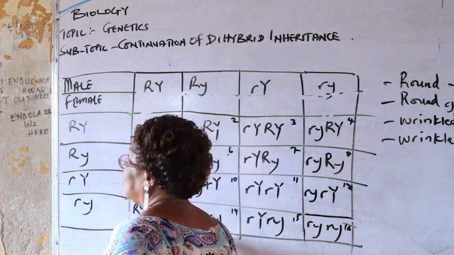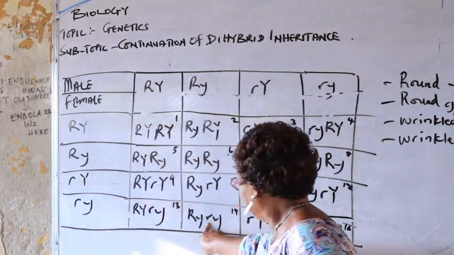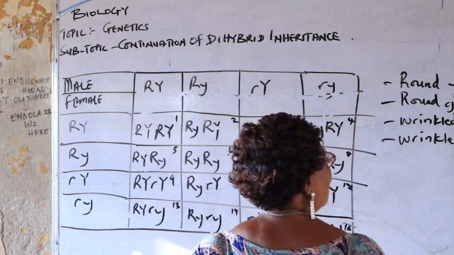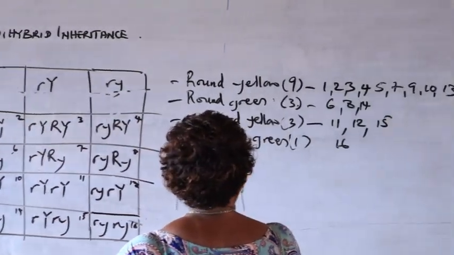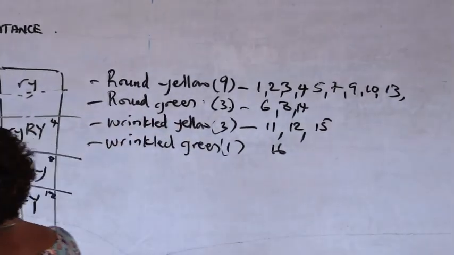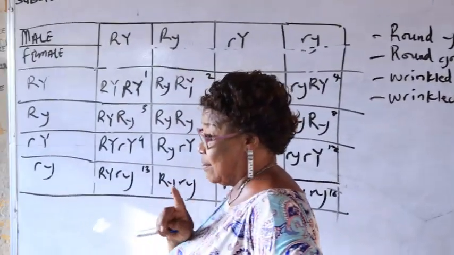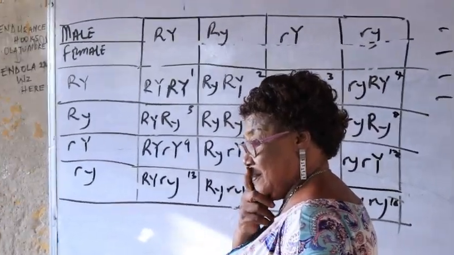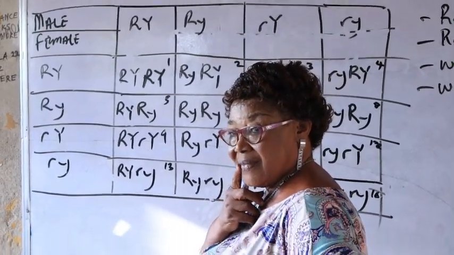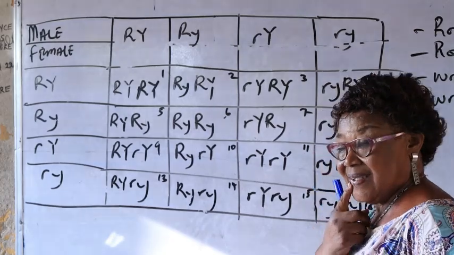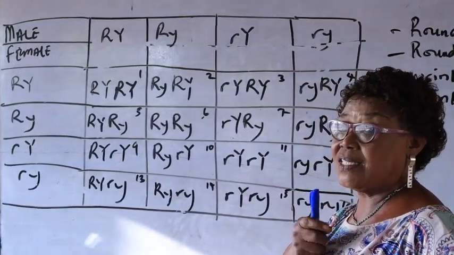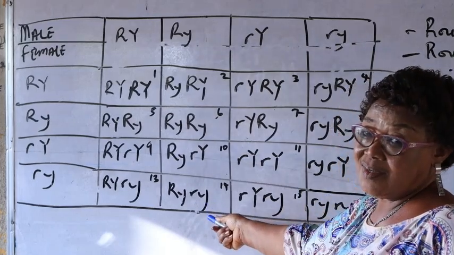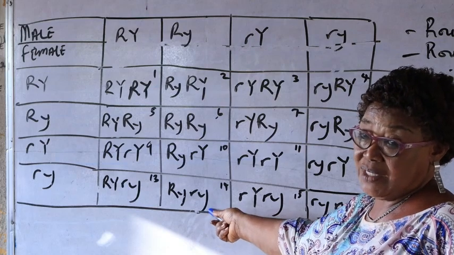So when they come here, it will now be round green and wrinkled green. And that was what we have here. Round green with wrinkles, and that one is okay. When you now come together in terms of heterozygotes and homozygotes, so what do we have here? So you're saying that this one is homozygous? Yes, it's homozygous.